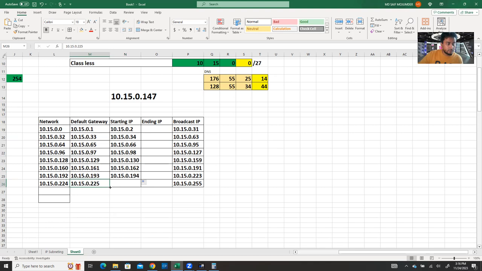And if it is 225 as your default gateway, that means your first IP will be 226. Now, the ending IP is the previous number, all the time. So if your broadcast is 31, your last IP will be 30. And if it's 63, that means up to 62, the previous number of your broadcast. So I believe you understand what I'm saying. If 127 is your broadcast, then the previous number is 126. So it is easy to figure out.